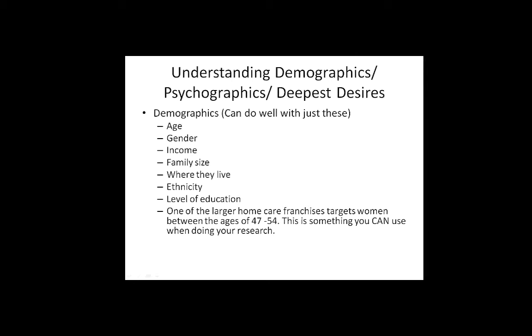So let's talk a little bit about demographics, psychographics, and the deepest desires of your target audience. So using demographics, okay, things like age, gender, income, family size, where they live, their ethnicity, their level of education. For example, one of the larger home care franchises targets women between the ages of 47 and 54. That is probably a good demographic for you to look at when it comes to marketing your home care business, and probably a good market for any business in the aging care market. And this is something you can use when you're doing your research.